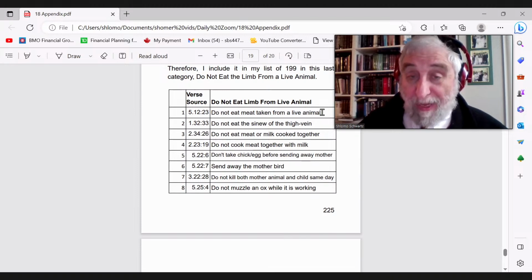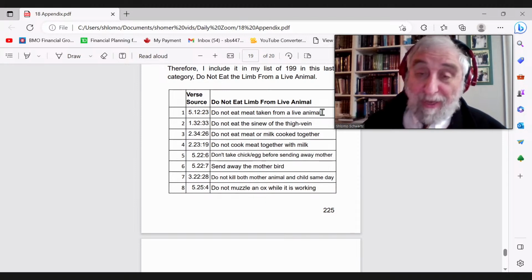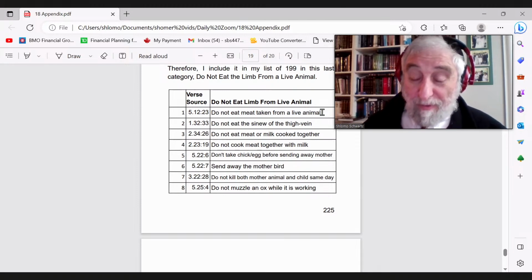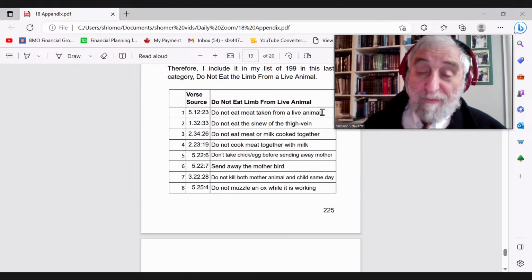That's the point I'm getting at, that this seems to be non-rational. We're not given the rationale behind it, because the fact that the limb was cut off from the animal while it was still alive is something you can't tell after the fact, and there's no difference in it. But that's what God said, so that's what you do.